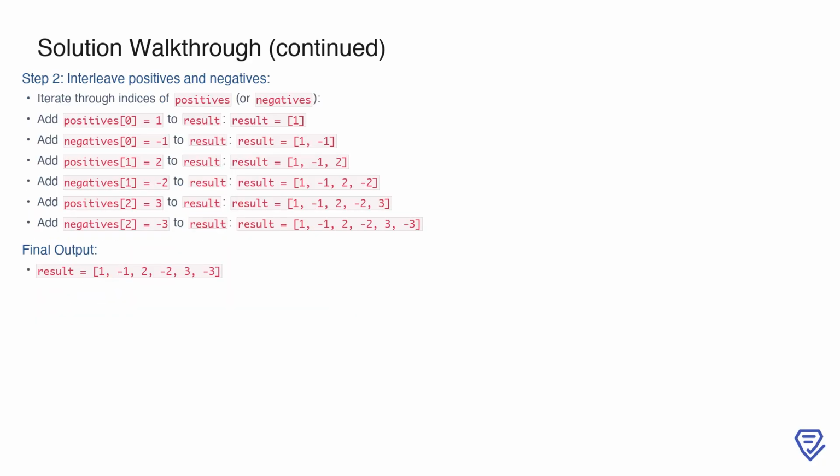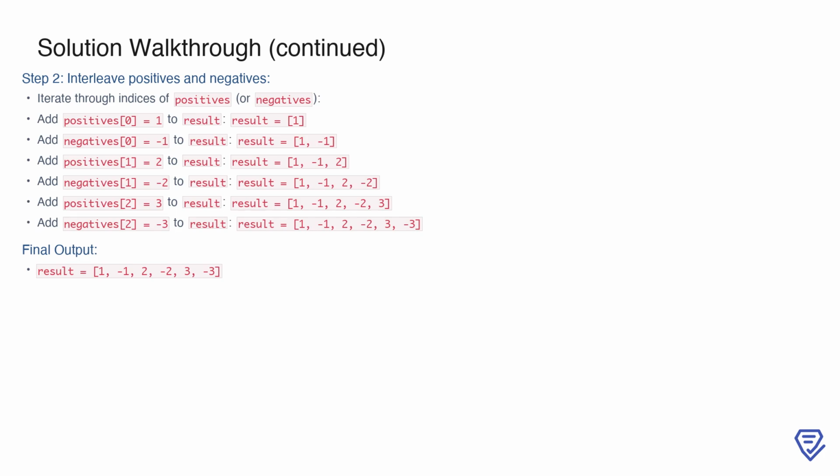Now, we interleave these lists to create the rearranged array. Starting with the first positive number, 1, we add it to result, making it 1. Then, we add the first negative number, -1, updating result to 1, -1. Continuing this alternating pattern, we add 2, -2, 3, and -3 in sequence, resulting in the final output, 1, -1, 2, -2, 3, -3. This output satisfies the problem's requirements, as every positive number is followed by a negative number, and their relative order is preserved.